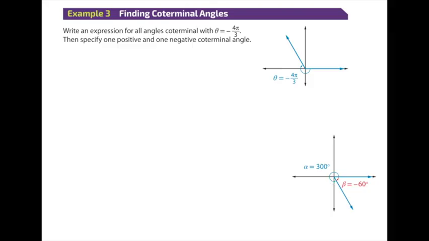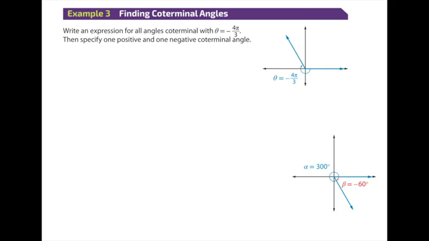Or like they did, 300 minus 360 gives me a negative 60. So adding a circle or subtracting a circle is the way to find a coterminal angle. And very often they will do it like the instructions on this example: write an expression for all angles that are coterminal, then specify one positive and one negative coterminal angle.